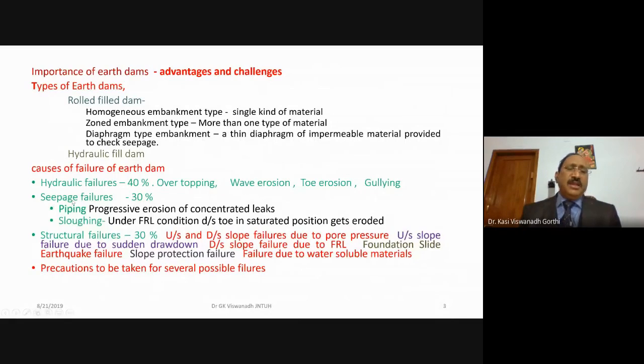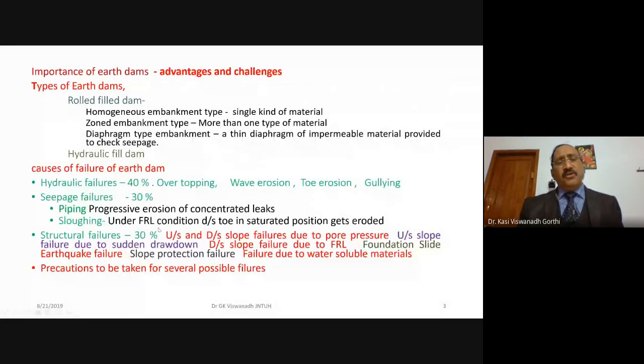And the second type of failure is the seepage failure. About 30% of dam failures may be because of seepage failure: piping and sloughing. What is piping? It is a progressive erosion from a concentrated leak. So the water flows in the form of a pipe from upstream to downstream through the body of the dam, which may result in the failure of the earth dam.